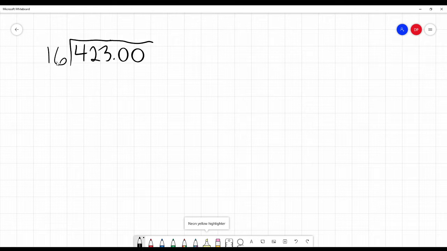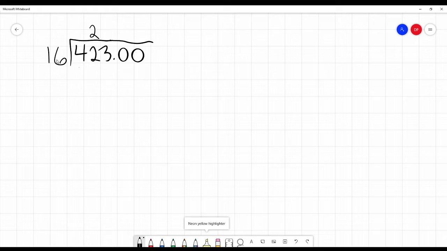So first you look at the number 16, and you say, okay, does this go into 4? No, it does not. So then you go over to the next digit, and now you have a 42 here. And 16 does go into 42, so you need to figure out how many times it goes into 42. If you think about it, it's going to be 2. 16 times 2 is 32.